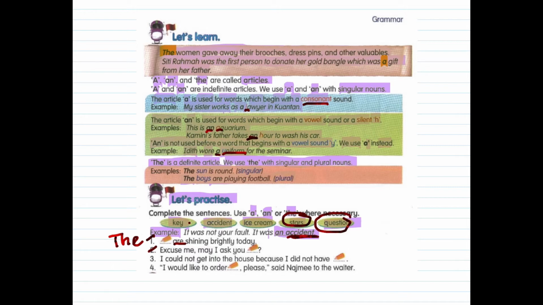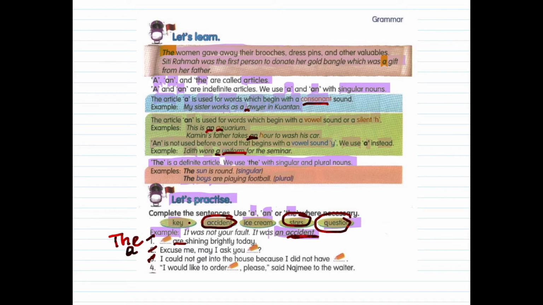You use a, isn't it? You use a. Excuse me, may I ask you a question? A question. Okay, right. We forgot to circle this. This one has been used already. Right. Number 3. I could not get into the house because I did not have.